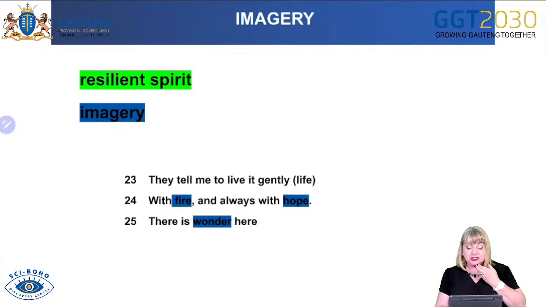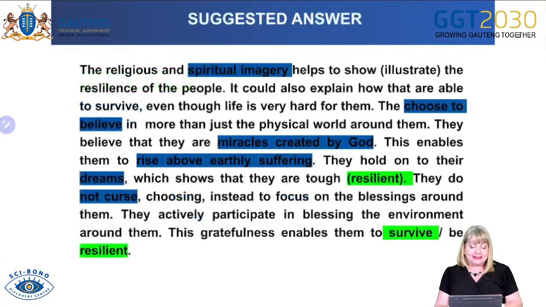Other things that you can mention there are the fire and the hope, where the ancestors tell him to live his life gently with fire and with hope. So you see that image of fire. It's a very powerful, colorful image. It might even make you feel fiery within your own spirit, and this light that cannot get put out. So you see how it's appealing to your 5 senses, how the fire symbolizes figuratively this idea of hope and wonder. And again, the resilient spirit.